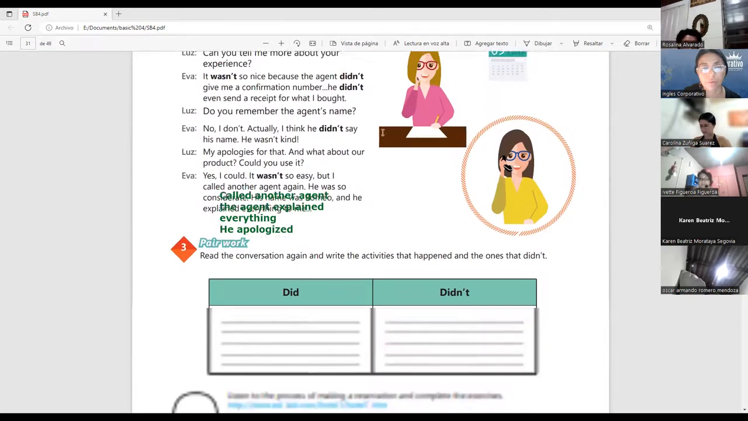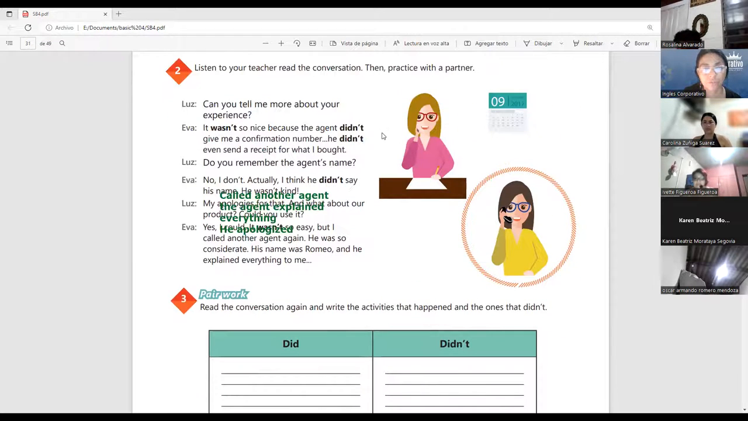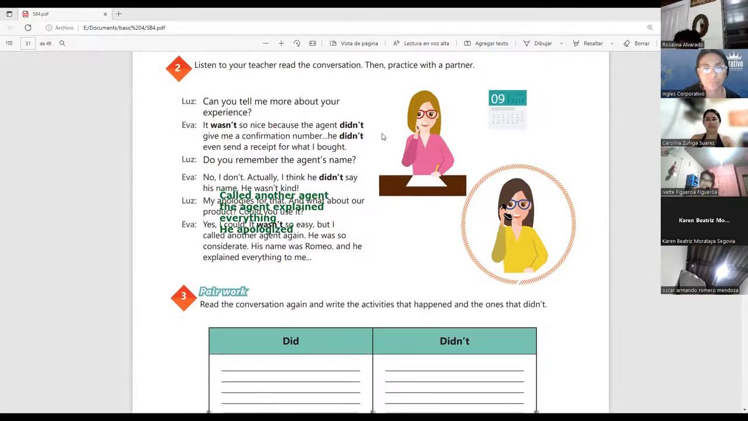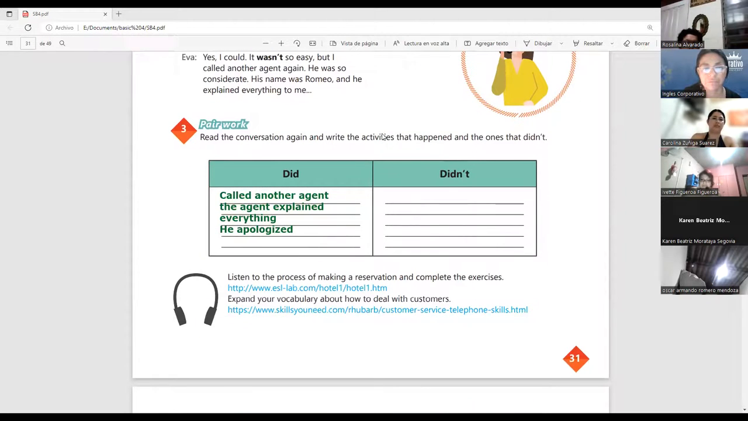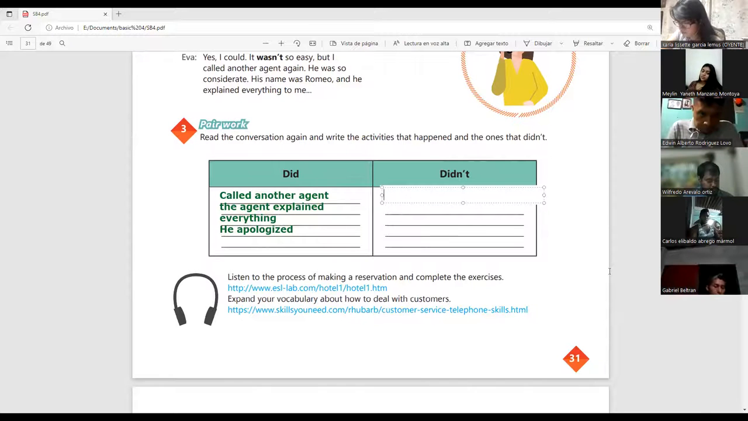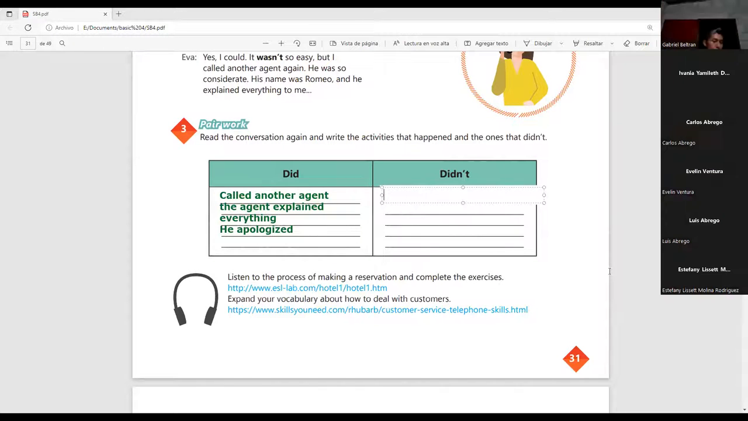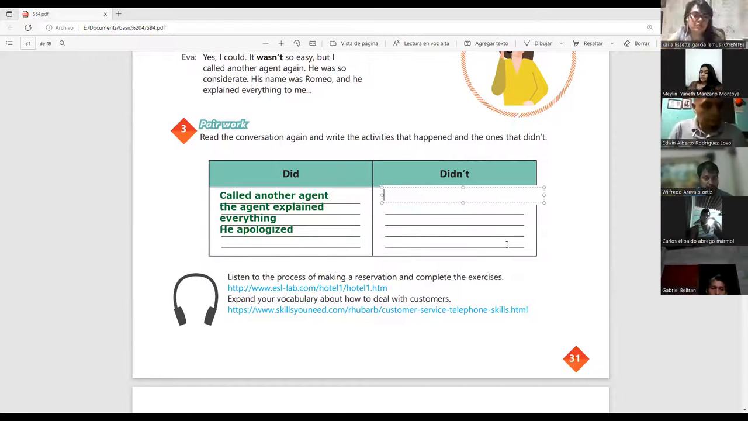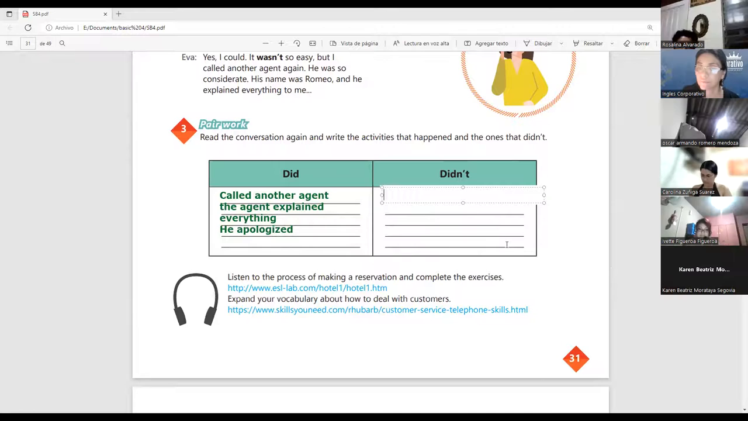Ya lo voy a volver a mover, permítame. Solo quiero leer yo. Okay, very good. What about didn't? Oscar or Maylin or Edwin, Elibaldo. Mm-hmm. Hey, teacher. Did not. Yes. Okay.